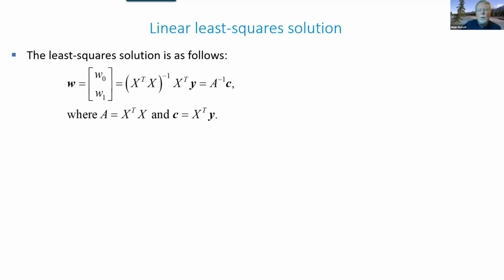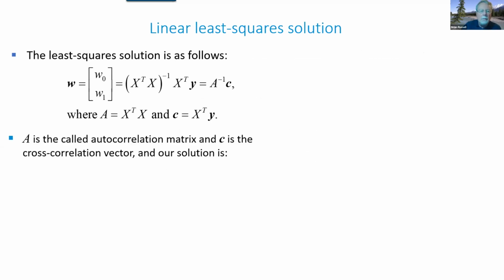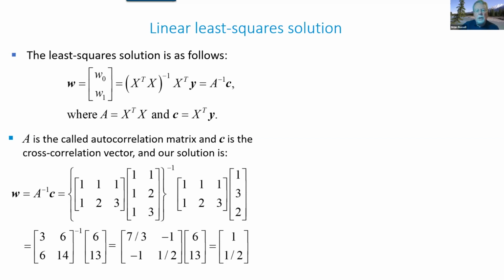You have to resort to a least squares solution. And the least squares solution, without any kind of pre-whitening or ridge regression, is like this: it's X transpose X to the minus 1, the inversion of X transpose X, times X transpose Y, which I can write as A to the minus 1 times C, where A is the covariance or autocorrelation matrix, and C is the cross correlation vector. So our solution mathematically looks like this.